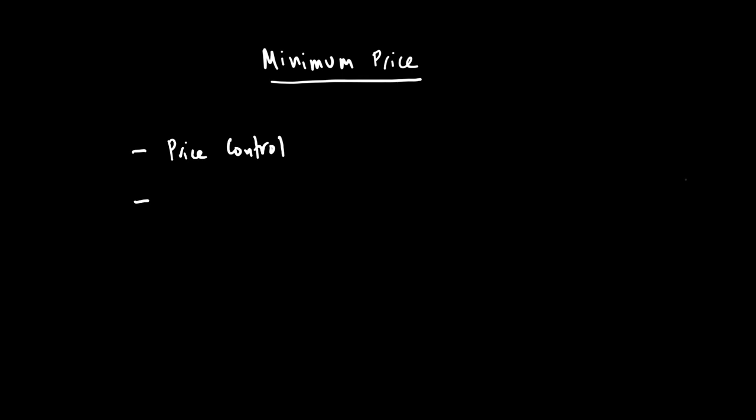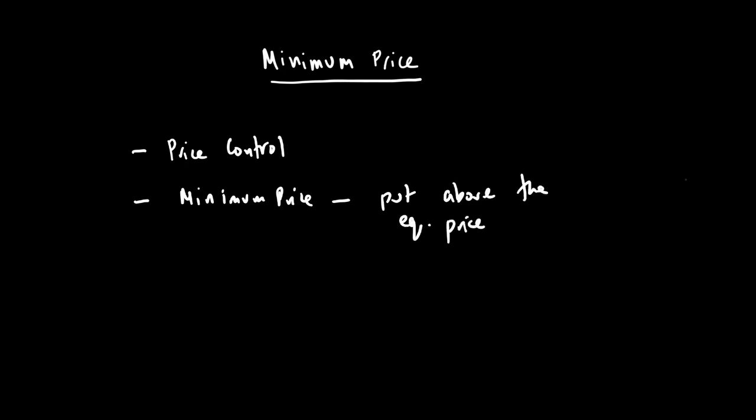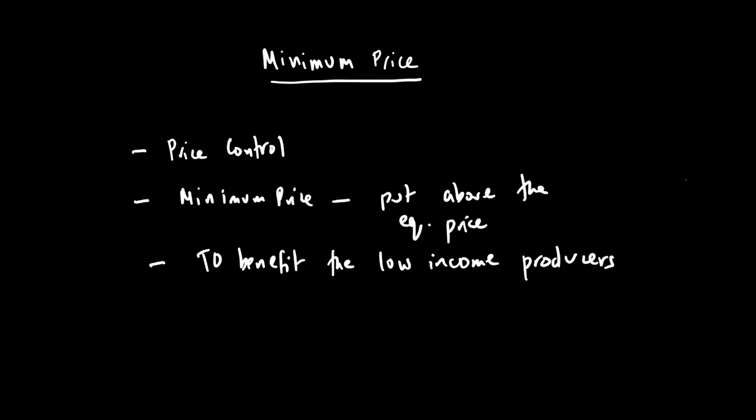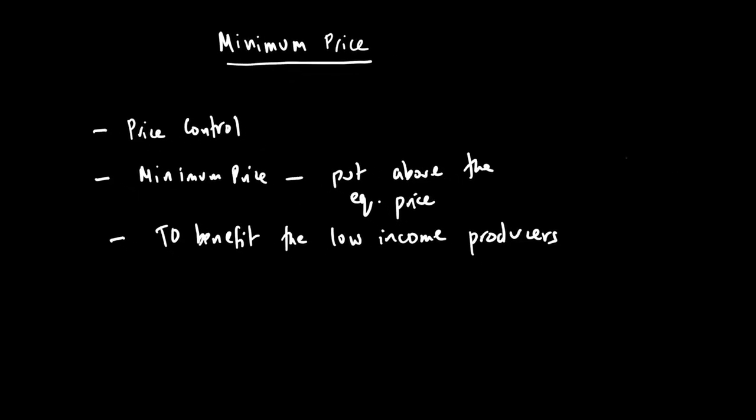So a price that is too low results in what we call a minimum price, which is put above the equilibrium price, and the sole purpose of a minimum price is to benefit the low income producers who may not be able to benefit from the low equilibrium price.